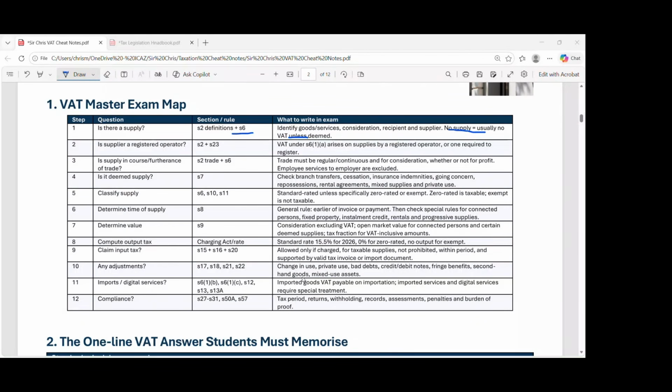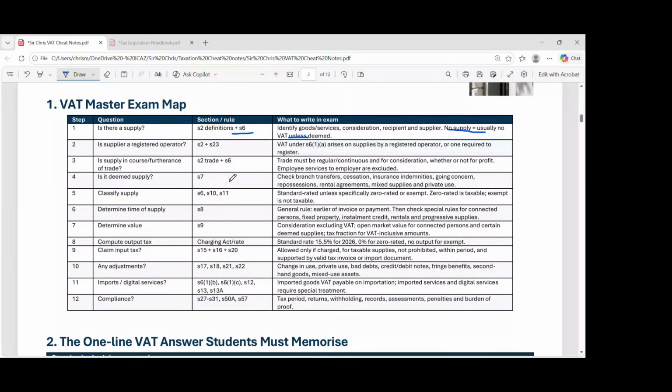Confirm when I started using the cheat notes you were following. Yeah, just display the cheat note. This yes. All right. So the mind map here: is there a supply, please, which is your section 2. Section 2, that's where they define supply. That's where they define output. Then, is the supply by a registered operator?